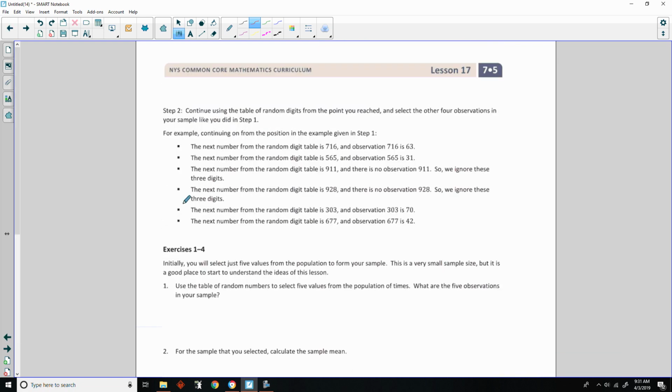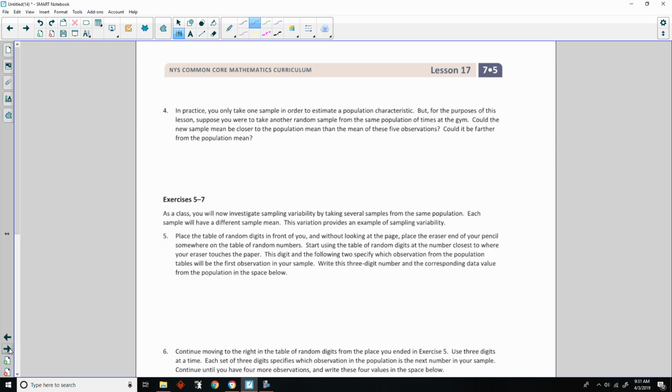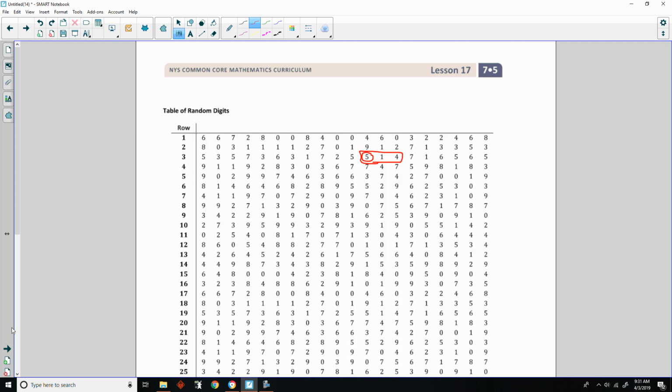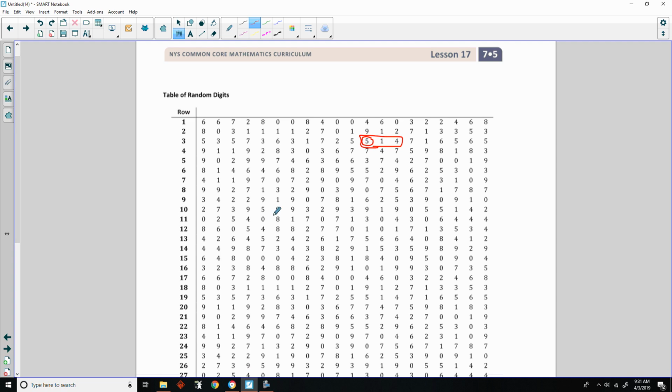Okay. Step 2, continue using the table of random digits from the point you reached and select the other 4 observations in your sample like you did in step 1. For example, continuing on from the position in the example given in step 1, the next number from the random digit table is 716 and observation 716 is 63. So let's just say you drew a 7, a 1, and a 6. So you go to 716 on the table. So in other words, you drew a 7, then a 1, then a 6.